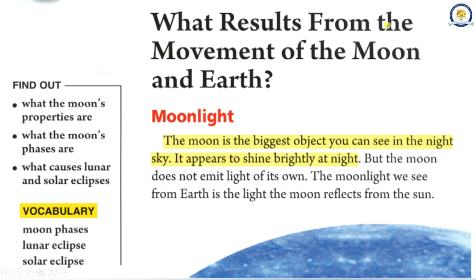What results from the movement of the moon and Earth? Moonlight. The moon is the biggest object one can see in the night sky. It appears to shine brightly at night. But the moon does not emit light of its own. The moonlight we see from Earth is the light the moon reflects from the sun.